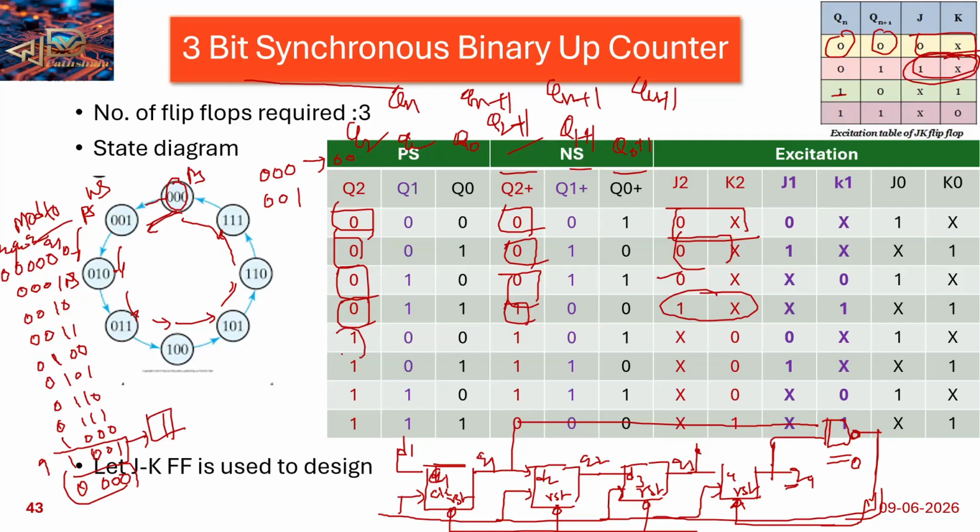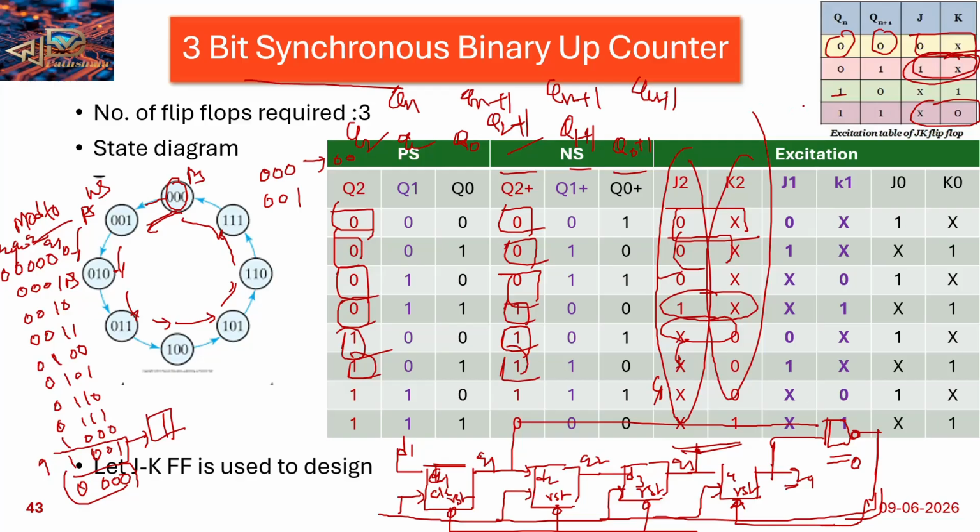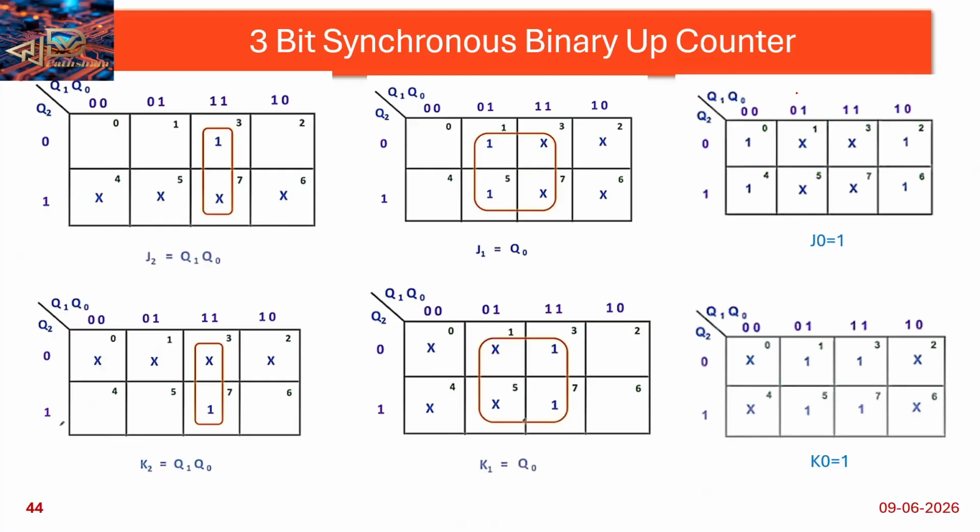And then 1 0, okay, 1 1 case, don't care 0. Then 1 1 case, again don't care 0, same previous state only. And again 1 1, don't care 0. 1 0 means don't care 1. Based on it, we need to calculate the J2 value, K2 value, J1 value, K1 value, J0 value, K0 value. So this is the K map.